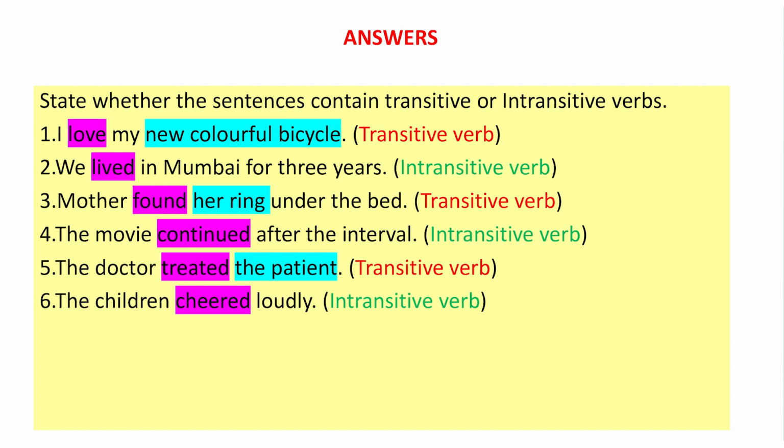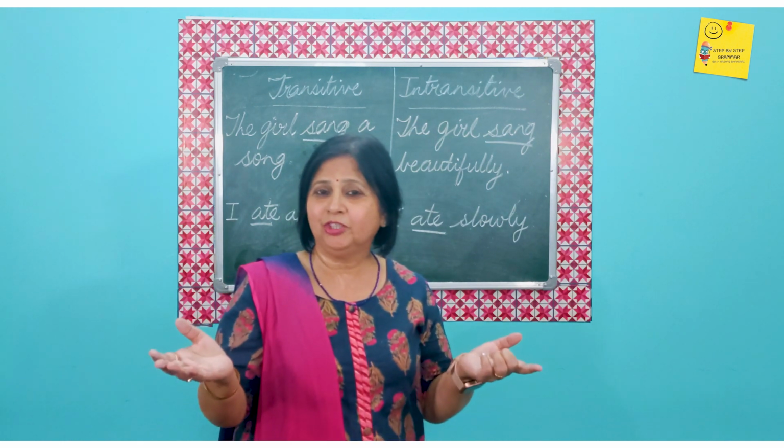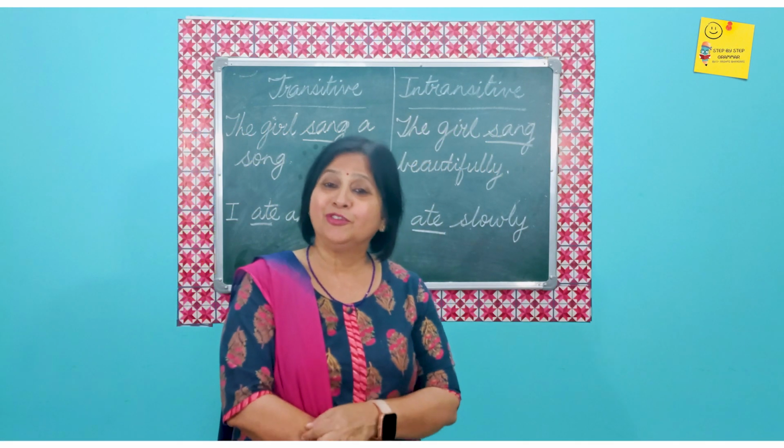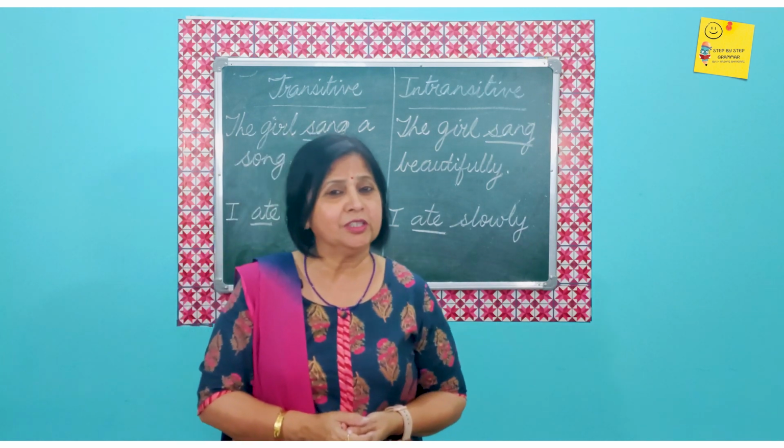Answer time, and all answers are in front of you, and you can see all the transitive verbs that are there. The objects are highlighted in blue, and where we have got no blue highlighters, that means there is no object in it, so that's intransitive. Just for example, love what? New colorful bicycle. So that becomes transitive. Let's move on to the last one. The children cheered loudly. After cheered, ask cheered what? Cheered whom? You're not getting any direct object or any object after that. So that is intransitive.